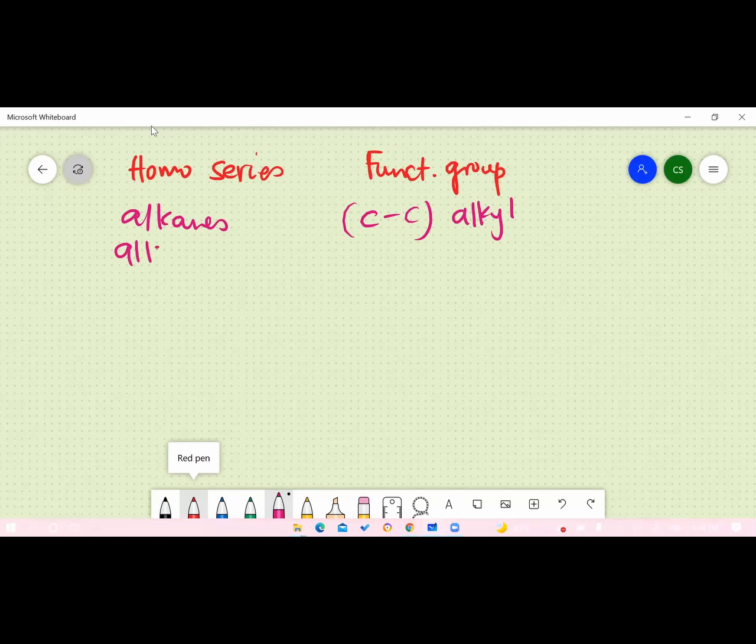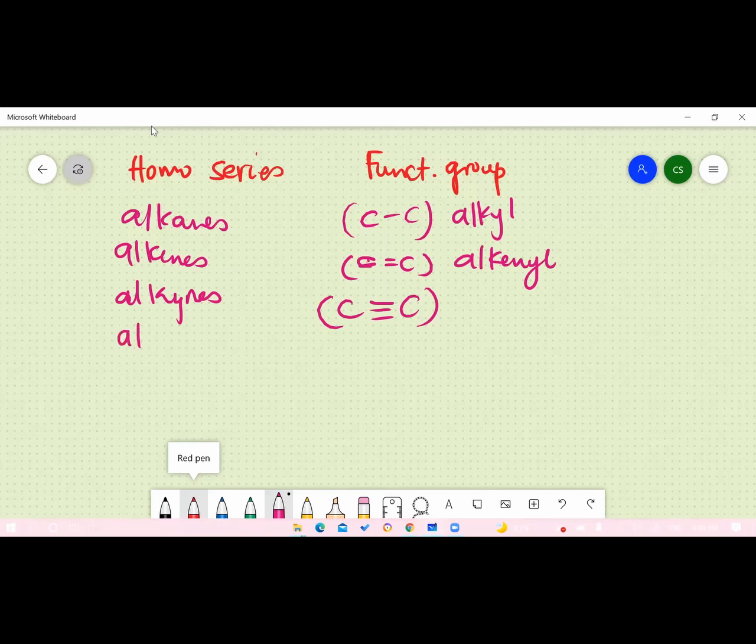Alkenes, carbon double bonds, alkenyl. Then carbon-carbon triple bonds, alkynes, right? Functional group, carbon-carbon triple bonds.